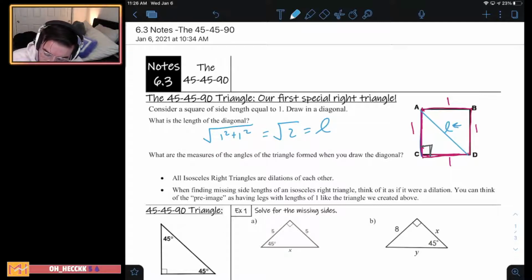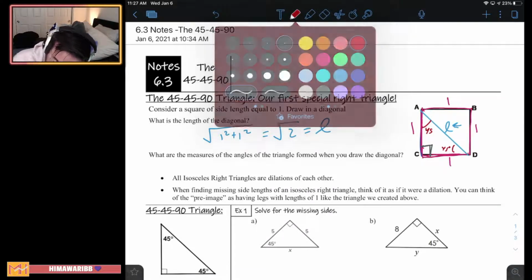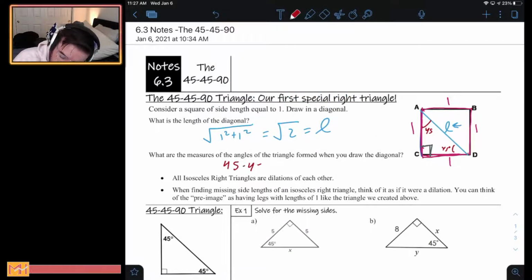What are the measures of the angles in the triangle that we formed? So we know, of course, that one's 90, and then this is 45, and this is 45. Hence this topic being 45, 45, 90. And why are those 45? Because this diagonal is splitting the 90 degrees in half. 90 divided by 2 is 45. So our measures are 45, 45, 90.